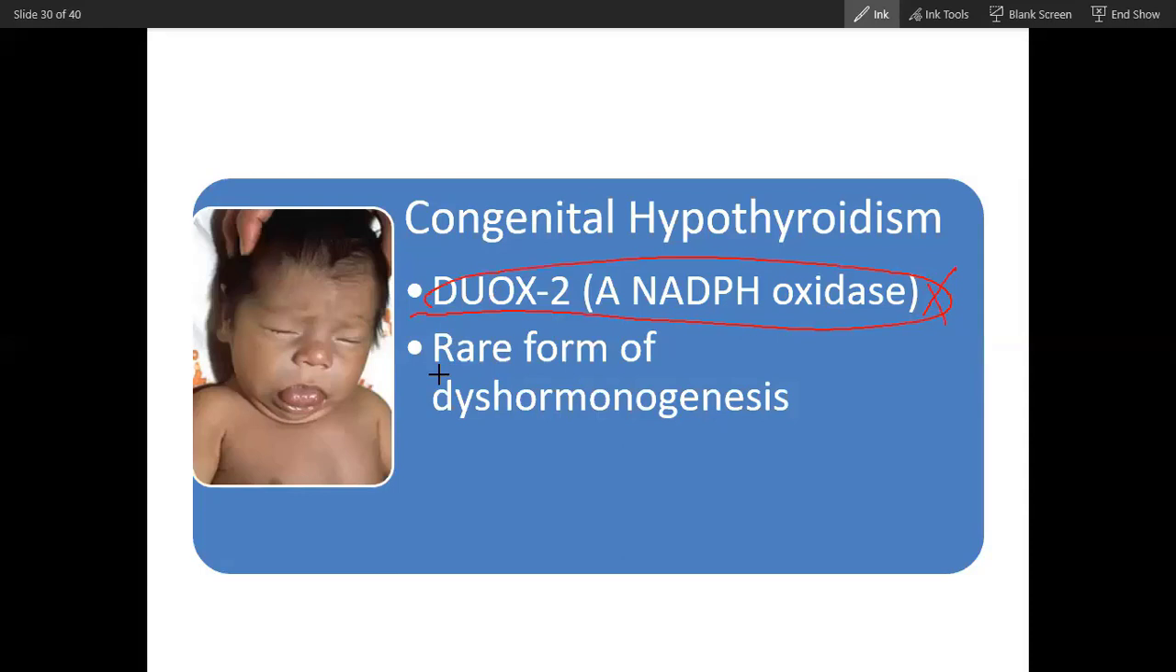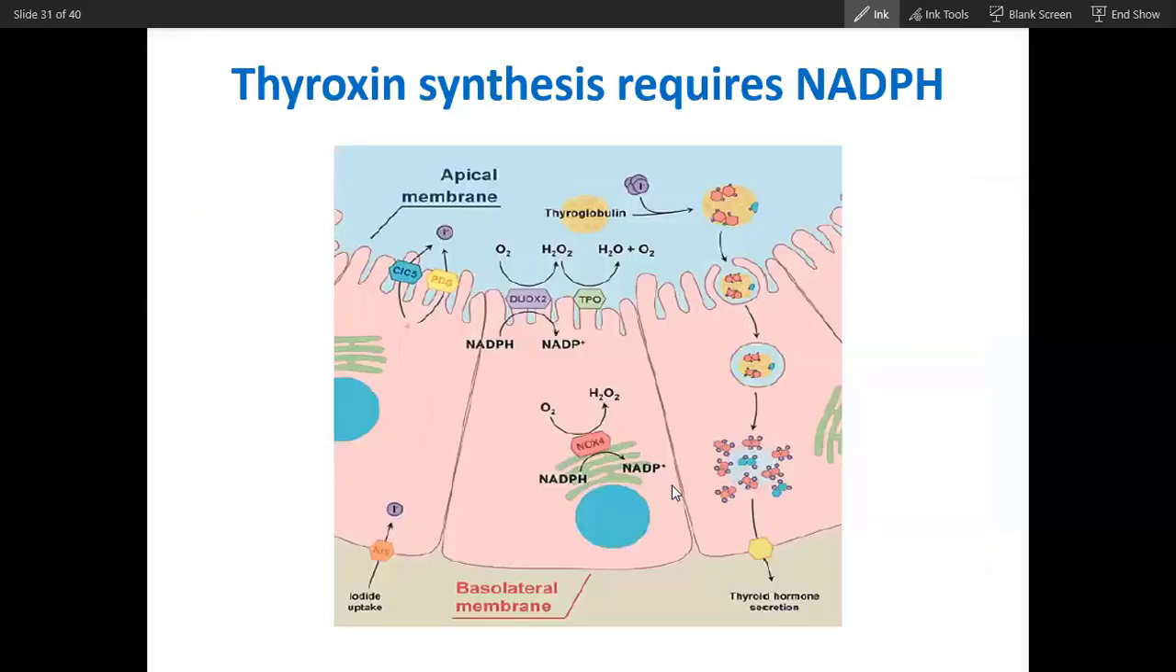So I just gave this disorder. This disorder is not that important as such, but I've given it so that you will understand the significance of NADPH oxidase duox in synthesis of thyroid hormone also, and the significance of NADPH for synthesis of thyroid hormone. Because if you miss this concept, you will forget. You will never bother whether NADPH is utilized for thyroid hormone synthesis or not.